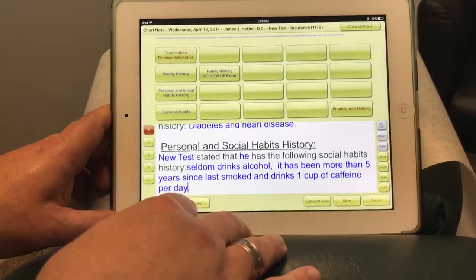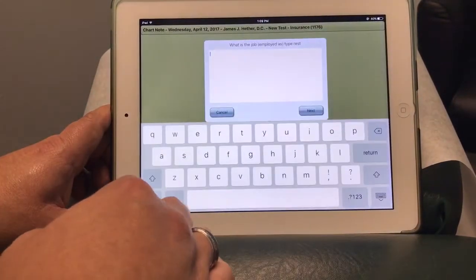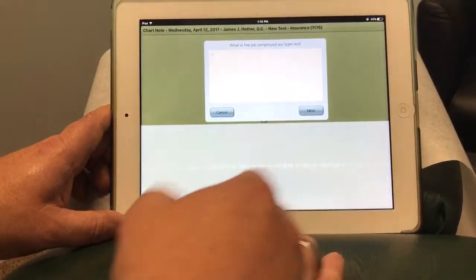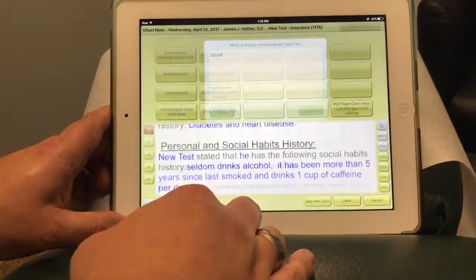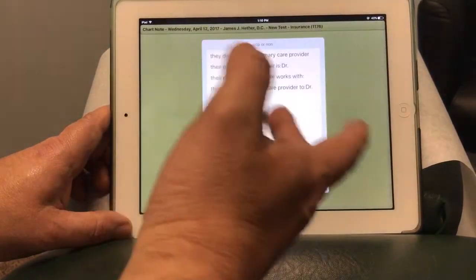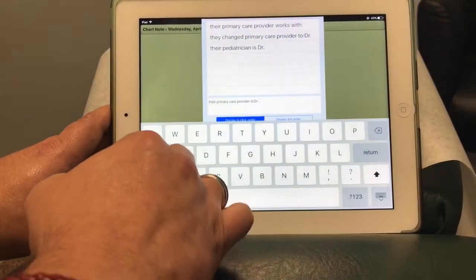From there, we can move over to their employment. What is their job? Fireman. Say the patient is a fireman, and move on from there. We can ask who their current medical doctor is. So if we want to send a copy of the notes, this person's current primary medical doctor is Dr. Smith.